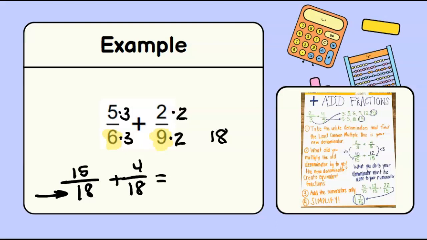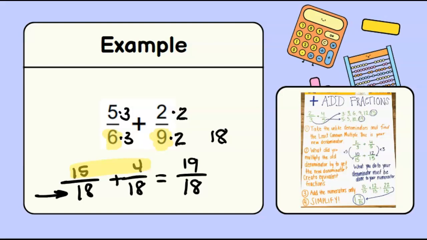Now that both of my denominators are the same and my numerator reflects the math that I did to get those denominators the same, all I'm going to do is add across. 15 plus 4 is going to be the numerator in my sum. So 15 plus 4 is equal to 19. And my denominator stays the same. It's 18.